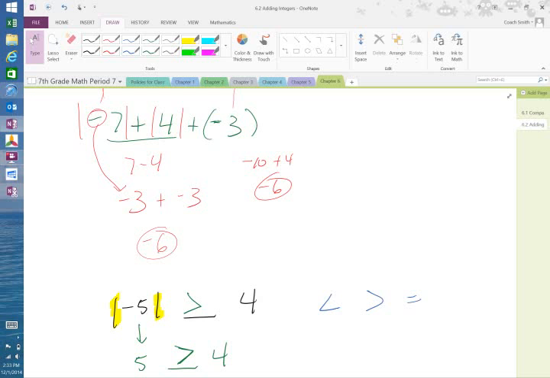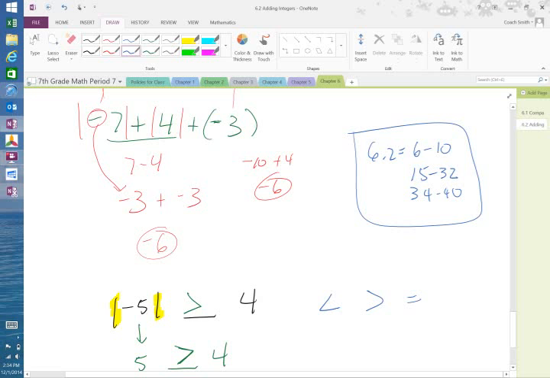Okay, for homework tonight, you're going to do 6.2, 6 through 10, 15 through 32, and then 34 through 40. 6.2, 6 through 10, 15 through 32, and 34 through 40.